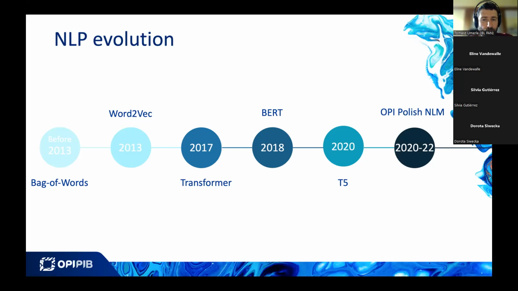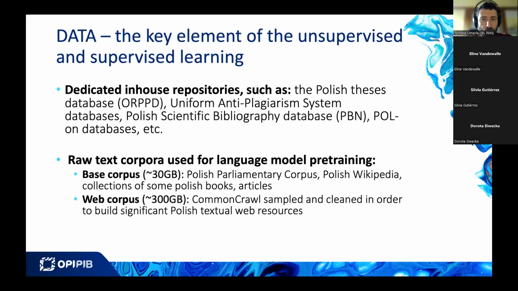Especially when you have lots of texts or scans. Now, the currently used NLP models are very powerful. And what about the OPI? OPI, the National Information Processing Institute, in Polish the acronym is OPI. And we have lots of dedicated in-house repositories.